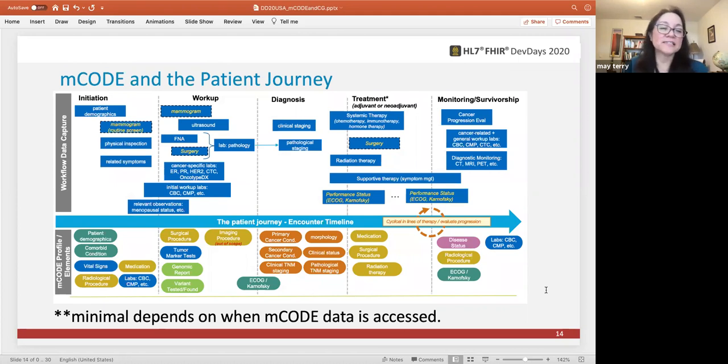However, when you think about what would be considered an mCODE record, it really depends on when the mCODE data is accessed. And this is generally true, I think, in some respects for any IG. And this becomes relevant. We'll have to revisit this soon because you'll find that, as a patient goes, only certain types of elements are relevant at that point in time.